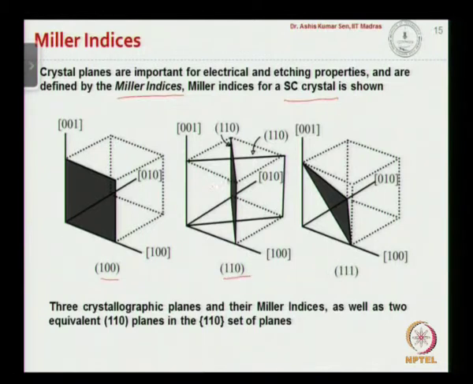In fact, here we have two 110 planes. This is 110, and we have one more 110 plane here. This plane is also 110, and here we have the 111 plane. So different crystallographic planes are denoted by the Miller indices. One crystal may have many different specific planes. For example, here in this case we are talking about two 110 planes in a simple cubic crystal.